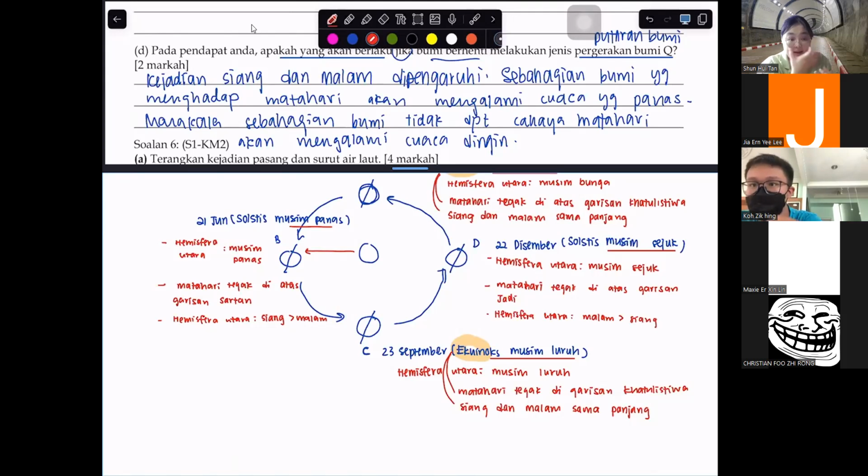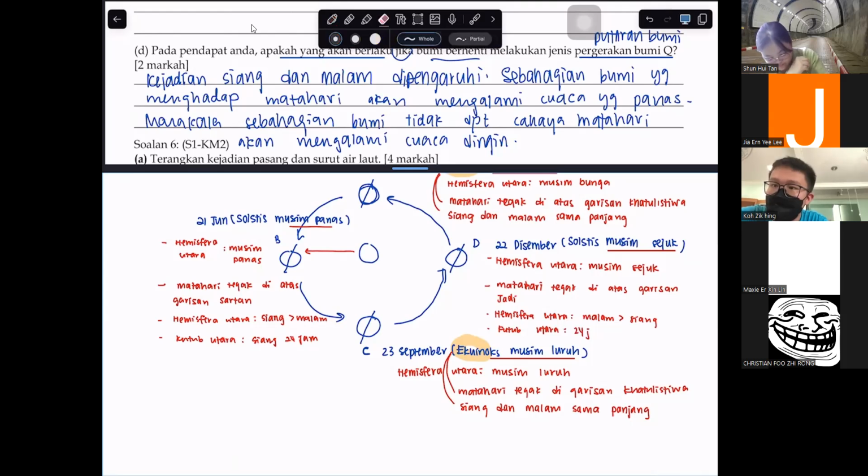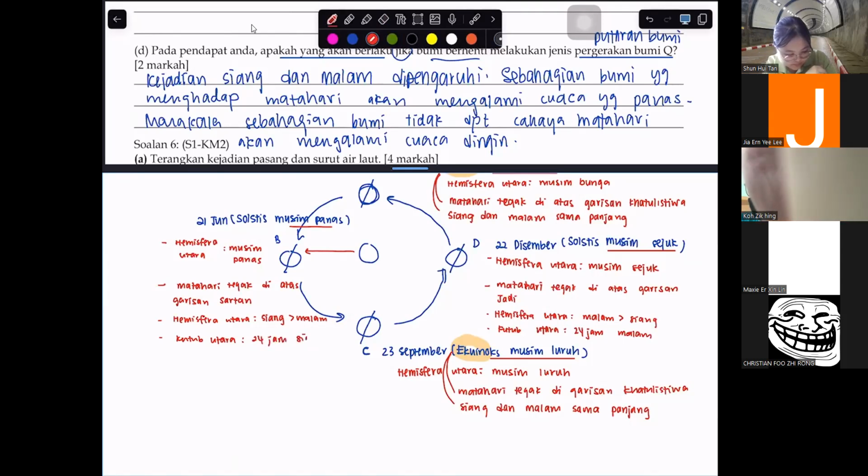Okay, can? Now, of course, how about your North Pole, Kutub Utara? Because it's musim panas, so they will have siang 24 jam. Daytime all the while, like 24/7. Sejuk opposite. Kutub Utara malam 20 jam. Okay, can?